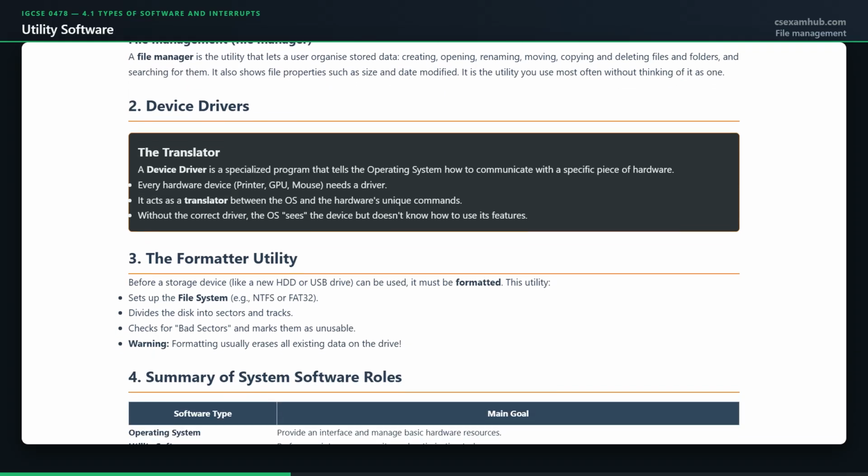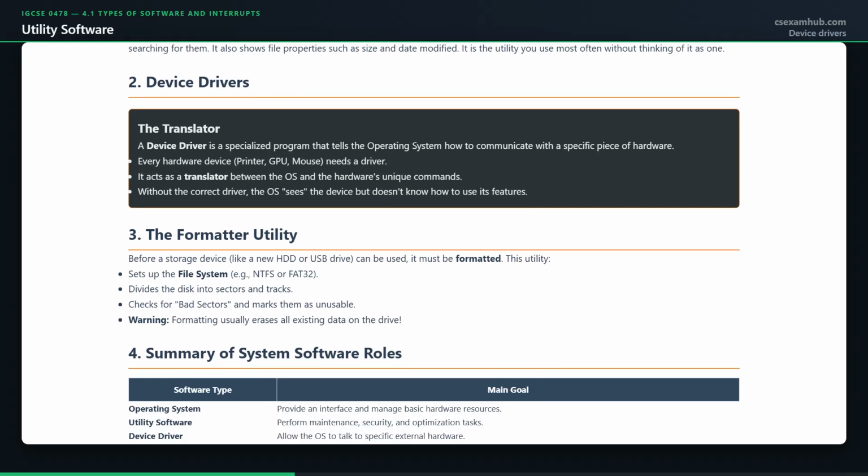The OS maintains the file system, and the file manager is the utility that gives you a way to work with it. A device driver is software that allows the operating system to communicate with a particular piece of hardware. It translates the operating system's general instructions into the specific commands that one model of device understands. And that is a genuinely important idea rather than a definition to memorize.